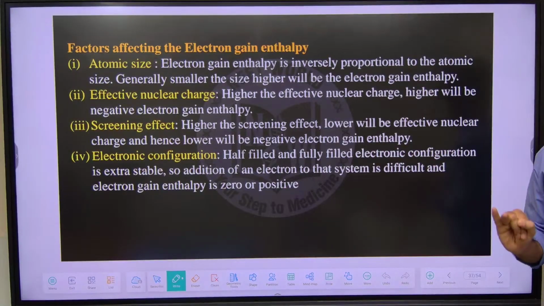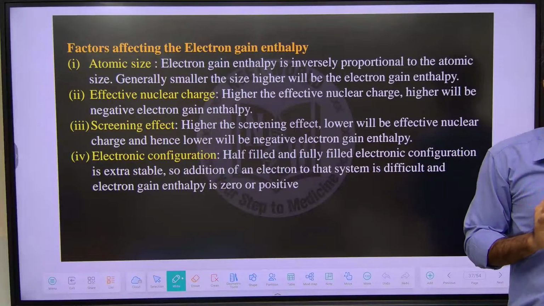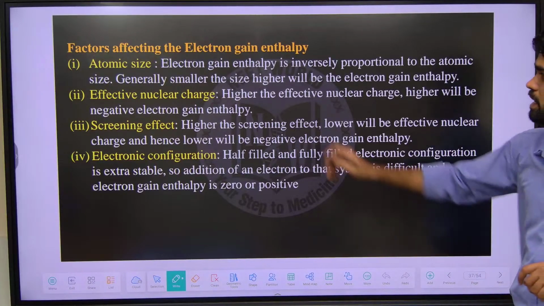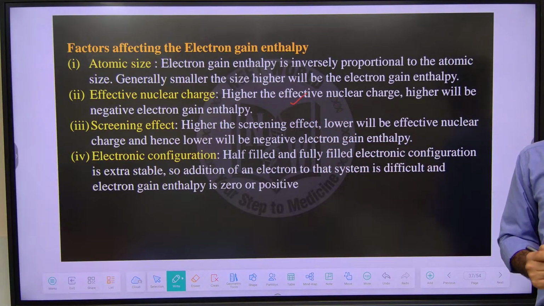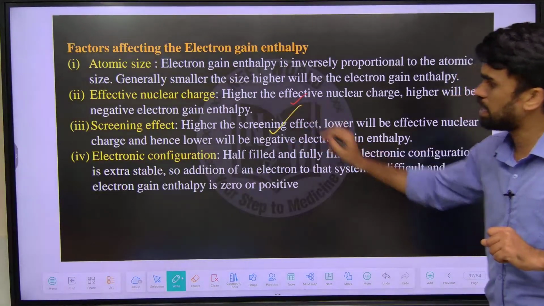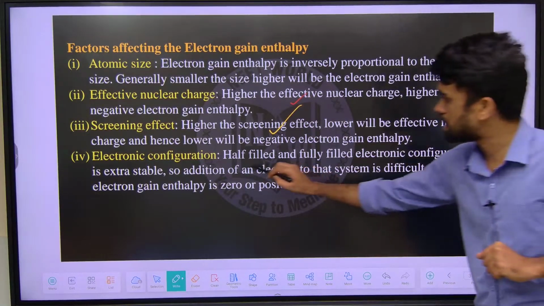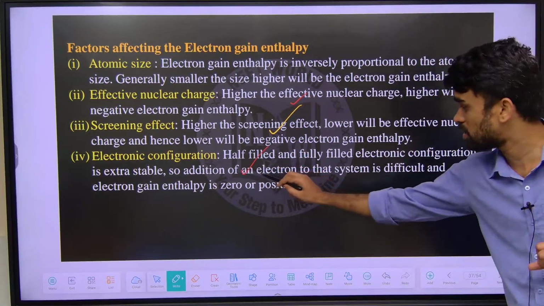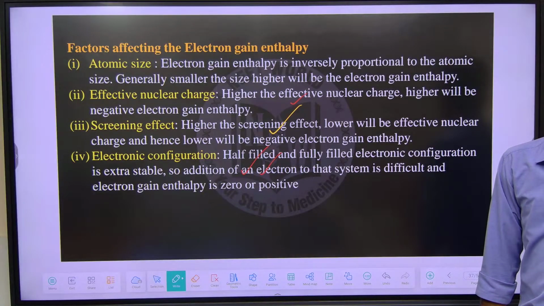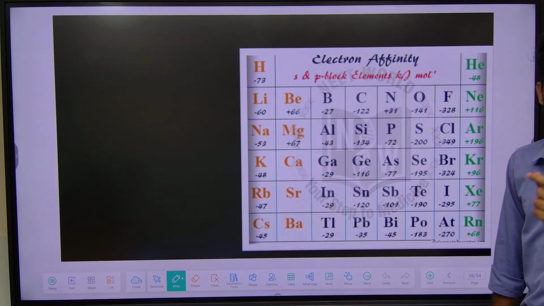Next, the factors I told you. Atomic size: atomic size is inversely related to electron gain enthalpy. The next one is effective nuclear charge: more nuclear charge, easier to gain the electron. Next, screening effect: more screening effect, lower the ability to gain the electron. Next, electronic configuration: half filled and full filled are already stable. They don't like to gain the electron, so their electron gain enthalpy is less. It can be either zero or positive.